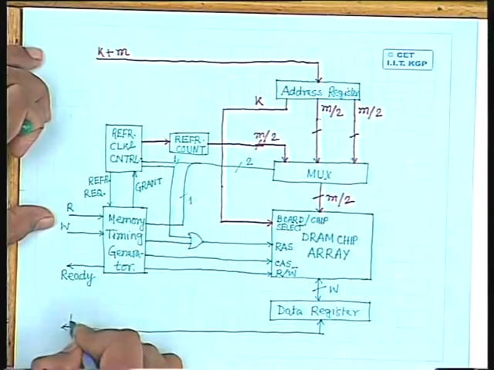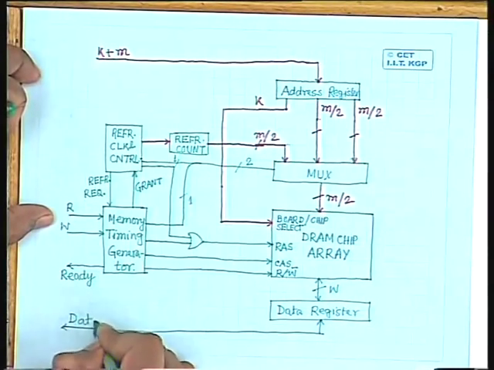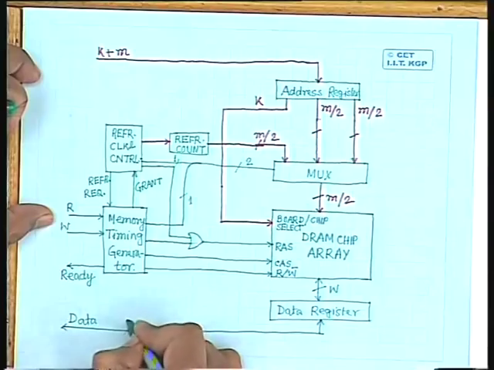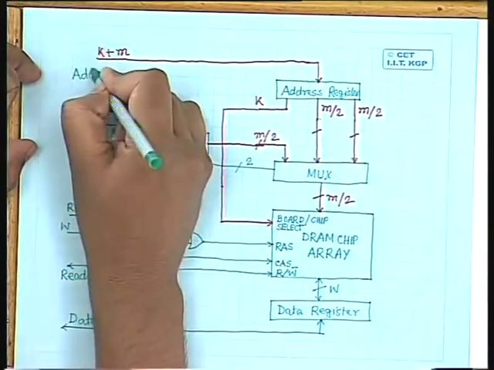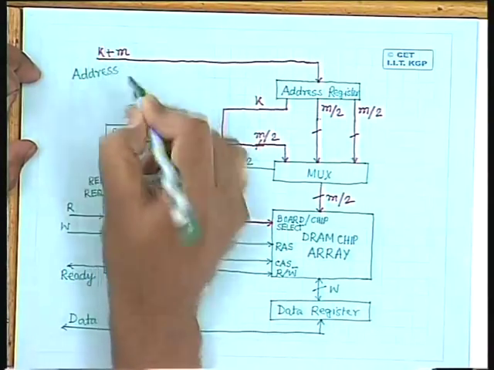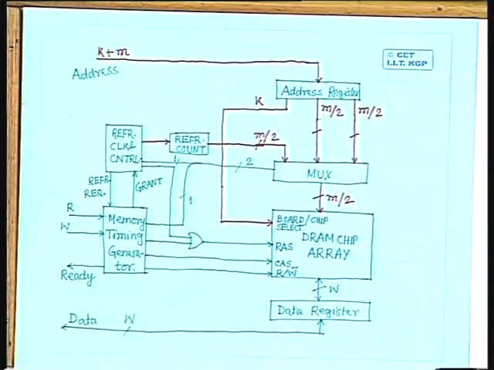So these are the data lines of width W. These are the address lines of width k plus m. So you find how the whole thing will work. Whenever the CPU wants to read a particular location from the DRAM or wants to write something into the DRAM, what will the CPU do? The CPU will give the address on these address lines and either a read signal or a write signal.